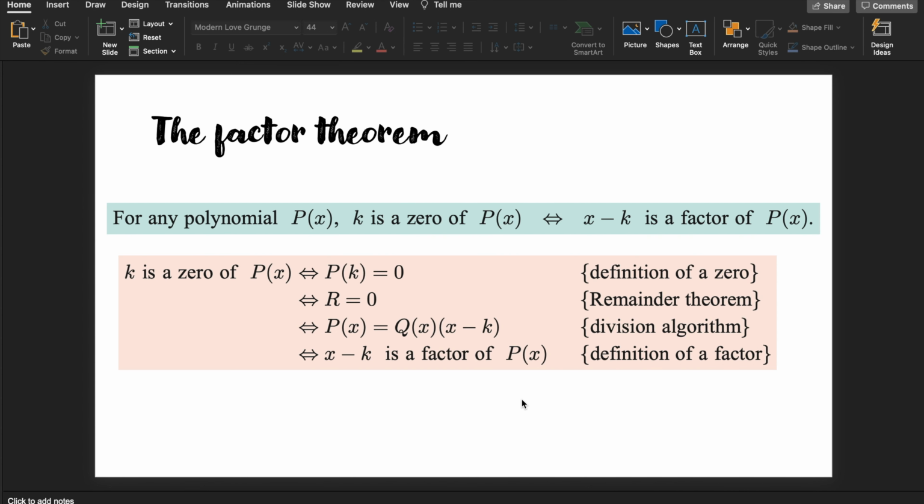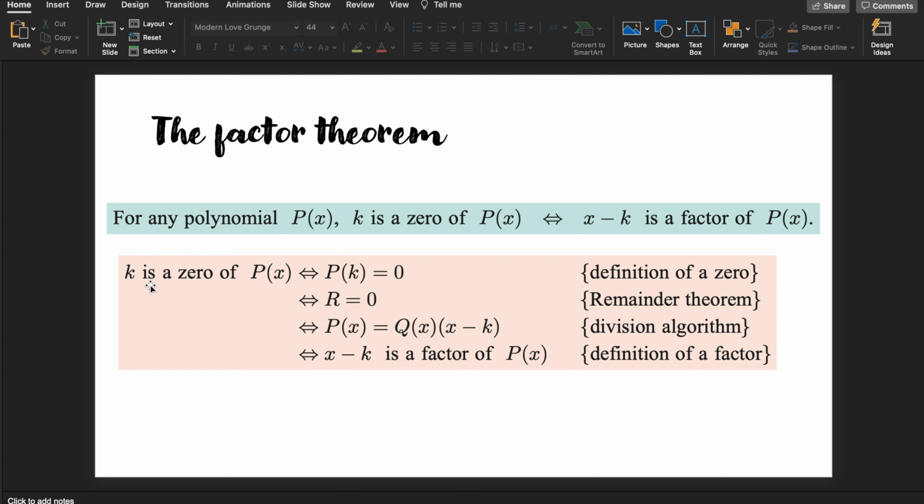Now let's look at the next topic in polynomials. So this is the factor theorem. It's somewhat related to the remainder theorem. So let's look at what it is actually. For any polynomial p of x, if k is a 0 of p of x, that implies that x minus k is a factor of p of x. We already know that. But the factor theorem comes into the picture when we are trying to figure out whether a polynomial has a factor. So we can figure that out without having to do the long division method.